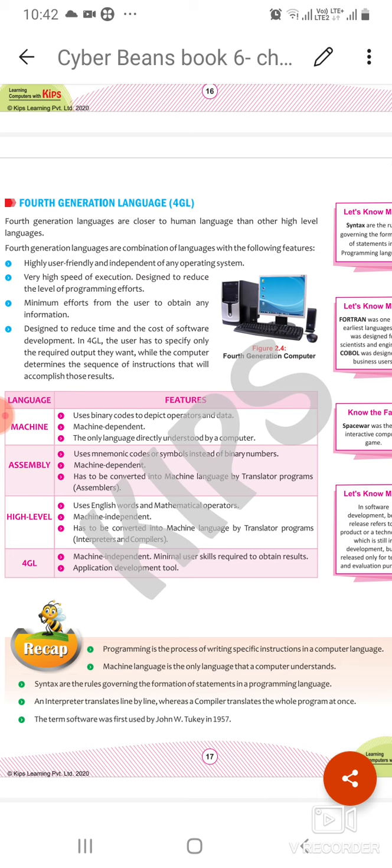In the table below there are some languages given, like machine language, assembly language, high level language and fourth generation language, along with their features. So children, please go through this.